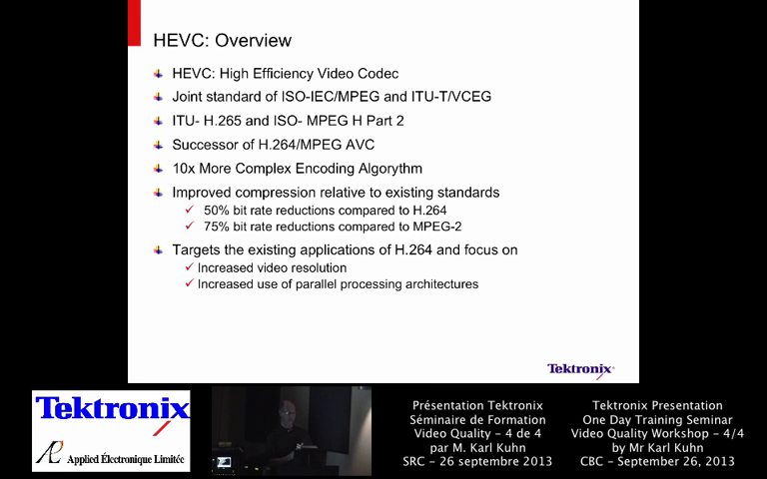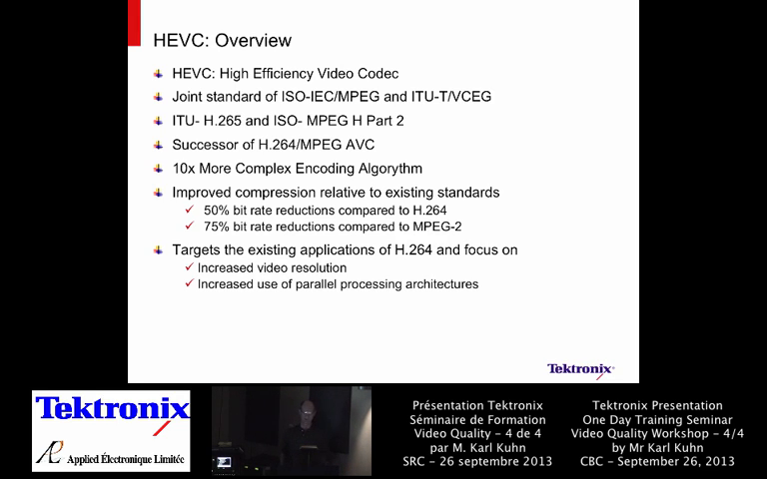The gee-whiz factor of H.265 or HEVC is it's a 10 times more complex algorithm than H.264, which was 10 times more complicated than MPEG-2. Well, it takes time and intelligence to get to that point that something that complex can be a business case. We're there. We've learned enough from MPEG-1 to MPEG-2 to H.264 to HEVC. 10 times more complex encoding algorithm, which means you have a more complex decoding algorithm.